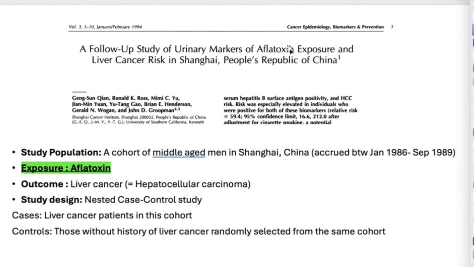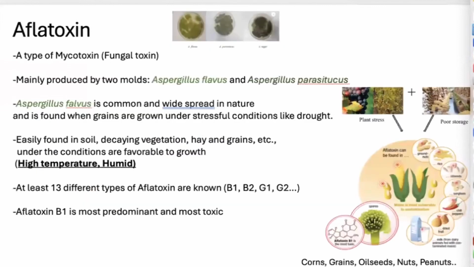And how we measure this aflatoxin is that we're going to use the urinary samples, and then we're going to measure the biomarkers of aflatoxin. Study design is nested case control study. So our cases are liver cancer patients in this cohort, and controls are those without history of liver cancer, randomly selected from the same cohort. Because we sampled cases and controls from the same existing research cohort, this is why it's called nested case control study. Now moving on to our exposure, aflatoxin.